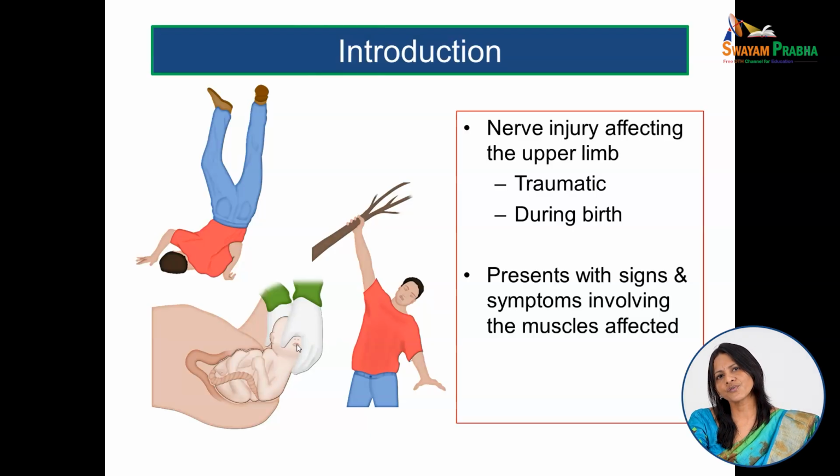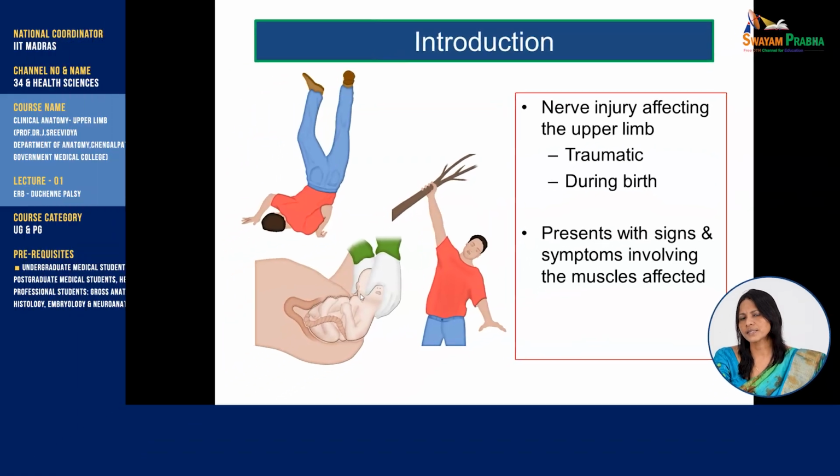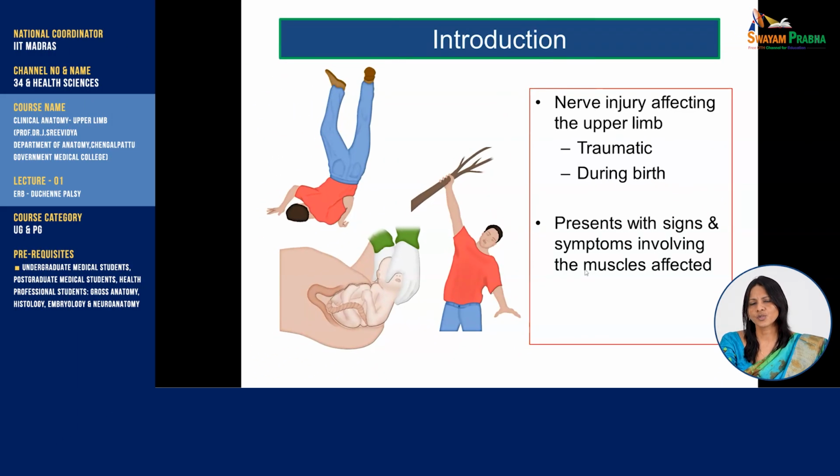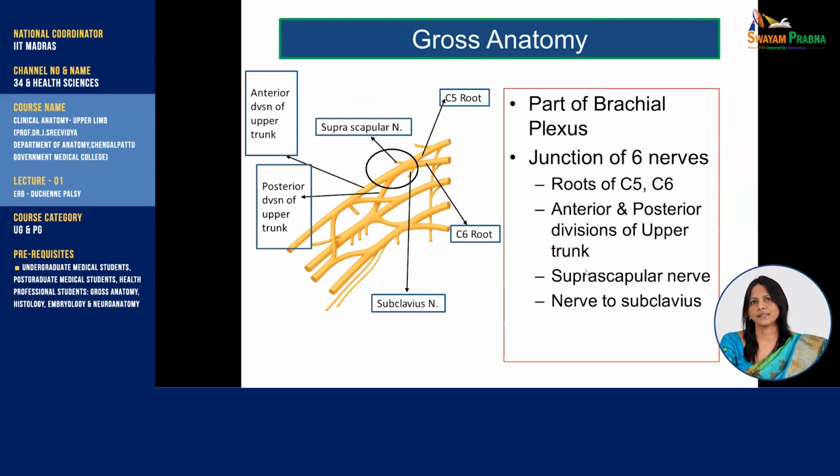Similarly, during the process of childbirth in the vaginal delivery, when there is difficulty in delivering the shoulder by the obstetrician, there could be a stretch between the angle of the neck and the shoulder, and that could also result in the nerve injury in this upper part. So all these things can present with the signs and symptoms involving the nerve that supplies the muscles. So that is the basis of the Erb's palsy.